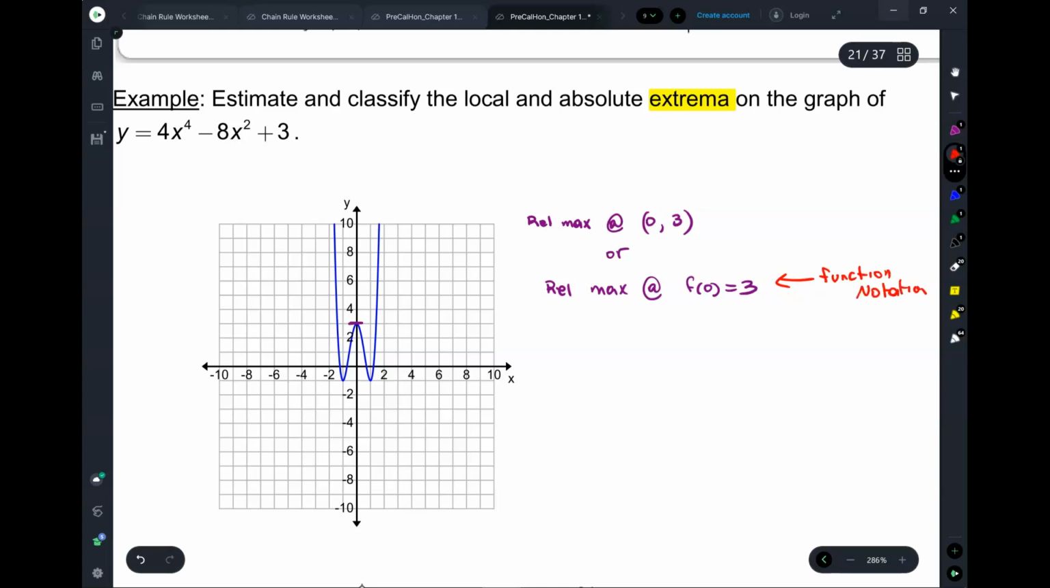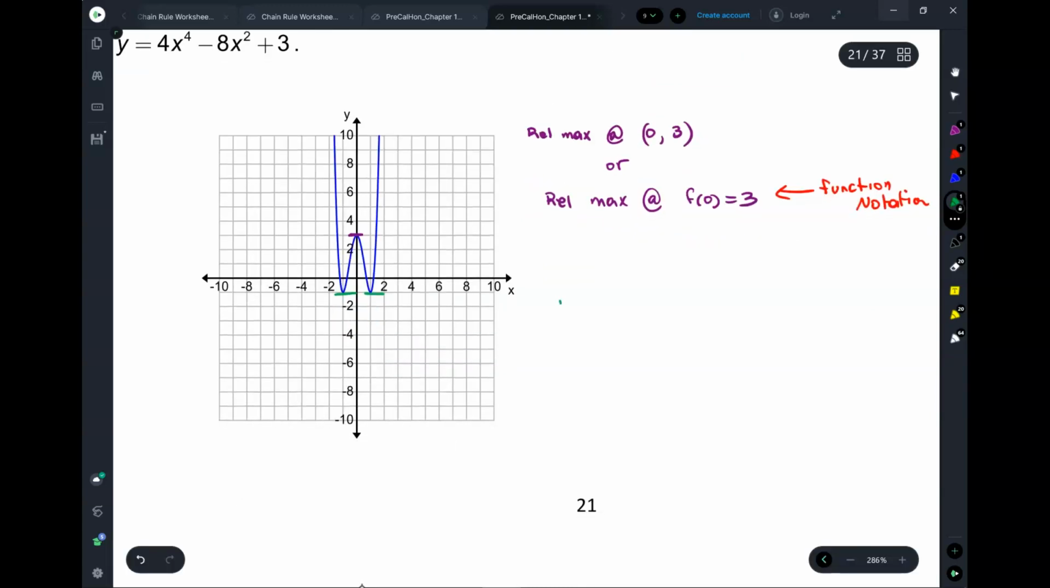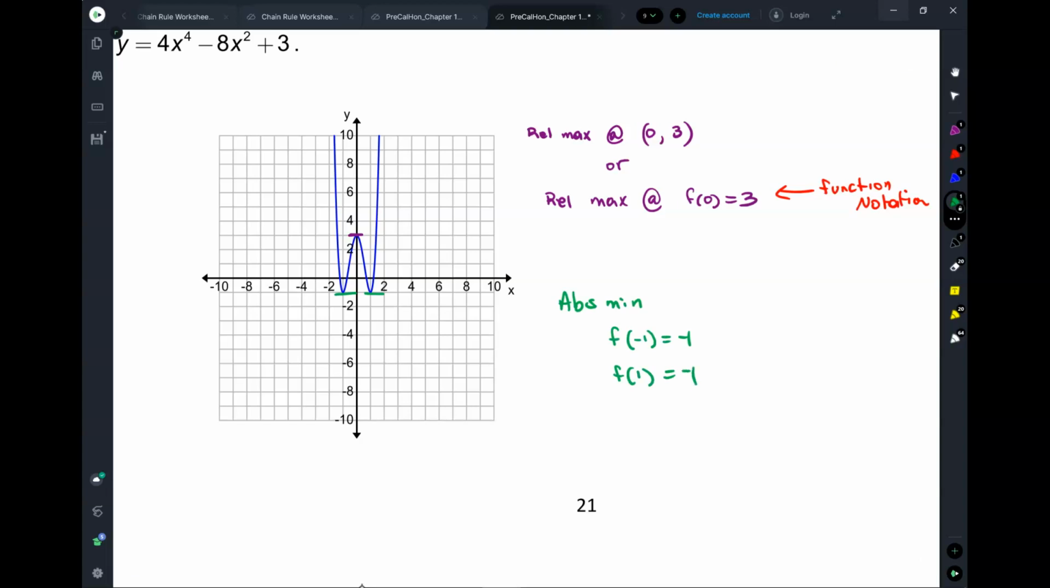Oh my God, I have so much to say about this. Okay, next, minima. This and this are minima here, right? They equally share that absolute minimum position. So it's totally cool. You can have that. The absolute minima are f of -1 equals -1 and f of 1 equals -1. These are both absolute minima. Okay?